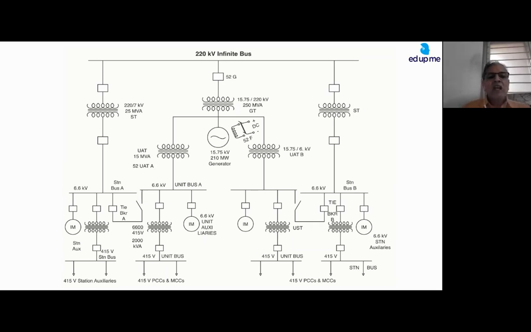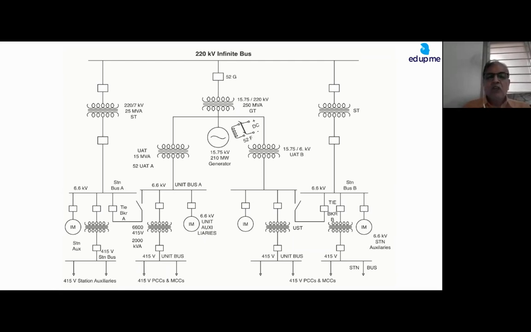And then that leads us to the 6.6 kV unit bus. On the 6.6 kV unit bus, only two induction motors are shown, but there are not just two. There are many motors: two PA fans, two ID fans, two FD fans, three boiler feed pumps, six coal mills, many auxiliaries. One is shown just for showing.